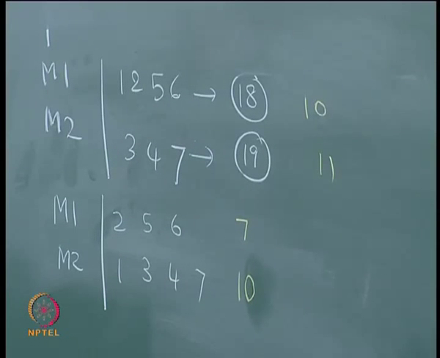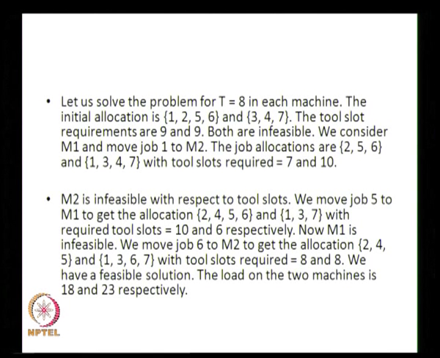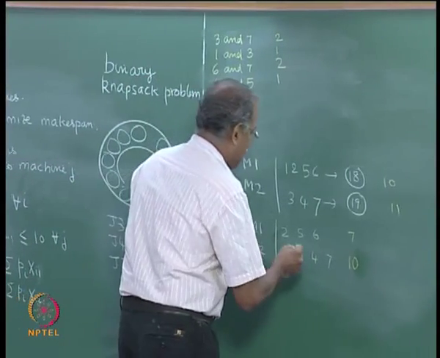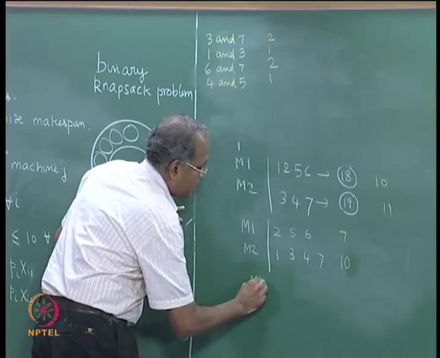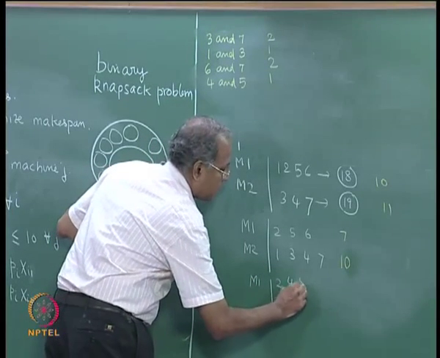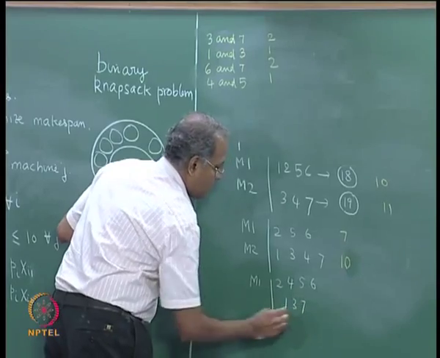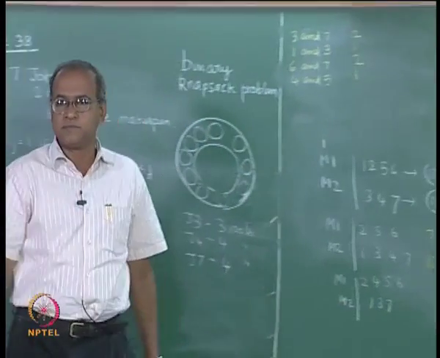Becomes 10. So we get 7 and 10. Now M2 is infeasible, so we move job 5 to M1, 1, 3, 4 and 10 to get the allocation 2, 4, 5, 6 and 1, 3, 7. So we move job 4 to this. So M1 has 2, 4, 5, 6, and 1, 3, 7 on M2.